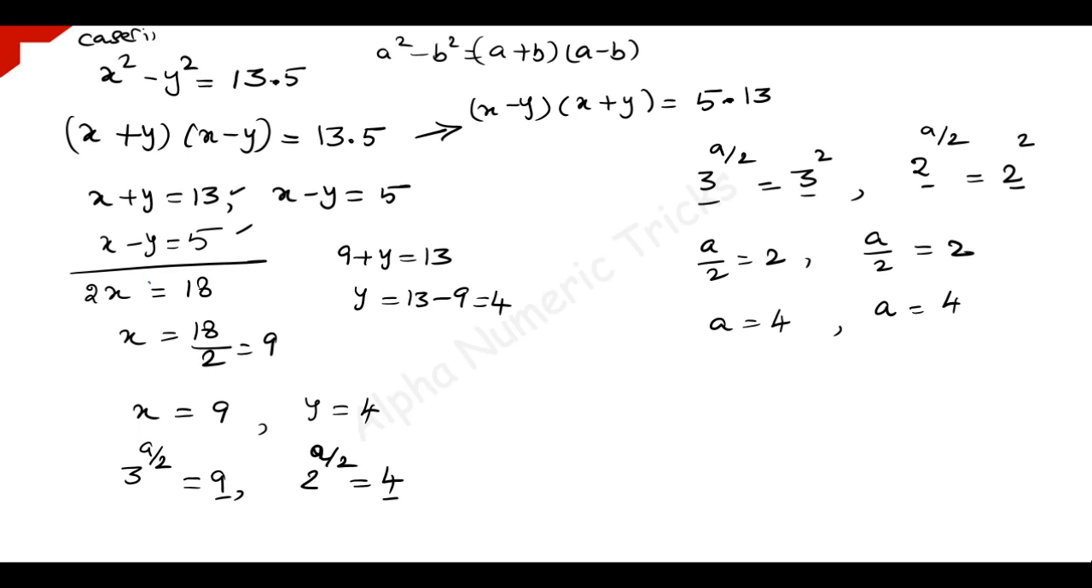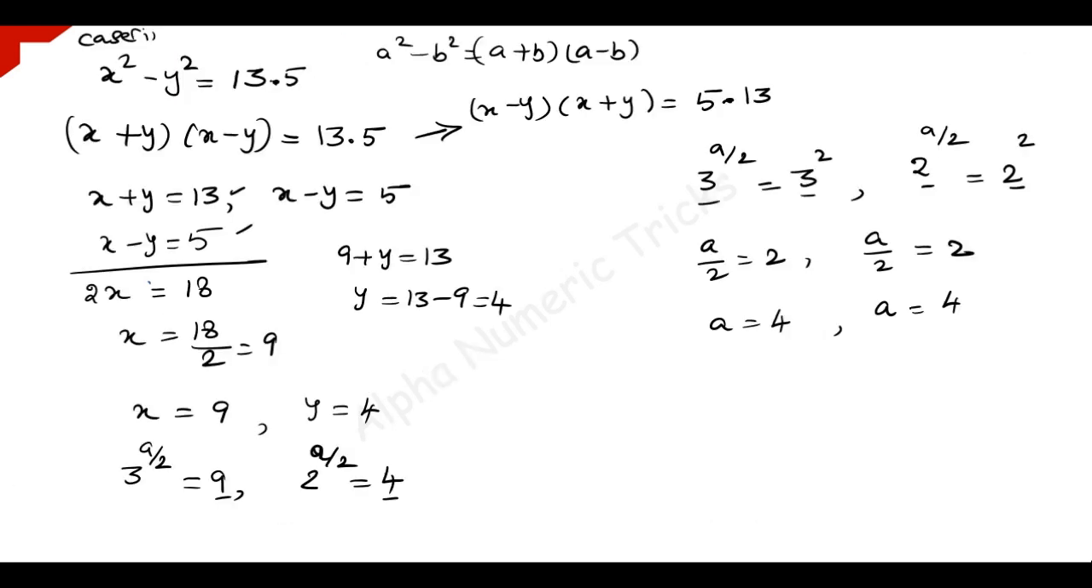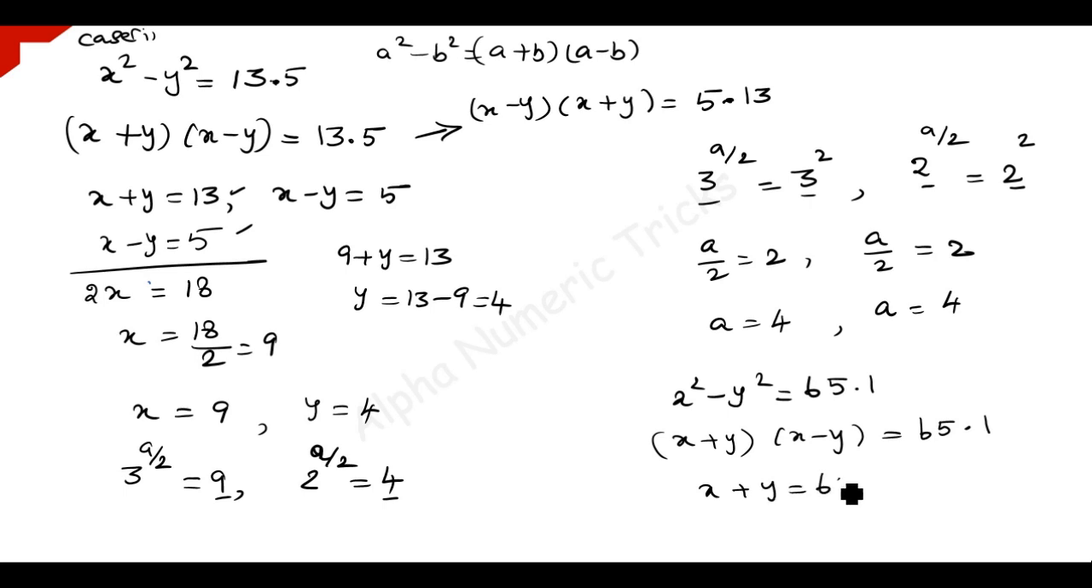Now we are going to do the second case. What is our second case? The second case is x squared minus y squared is equal to 65 times 1. So here x squared minus y squared is equal to 65 times 1, or you have x plus y times x minus y is equal to 65 times 1. You can equate that x plus y is equal to 65 and x minus y is equal to 1. That is comparing these two terms and these two terms.